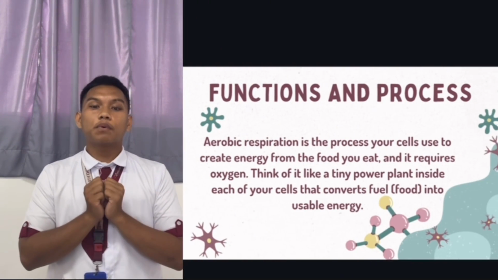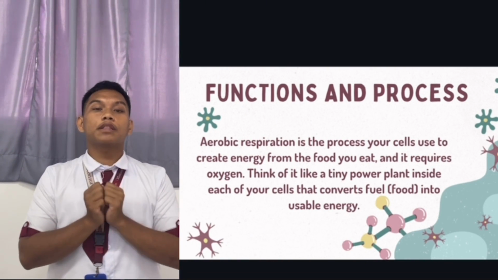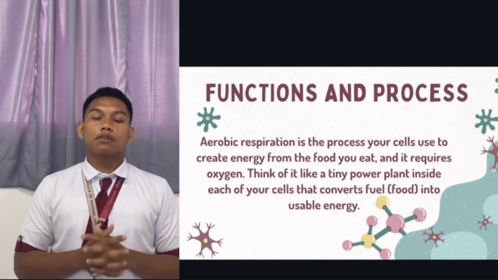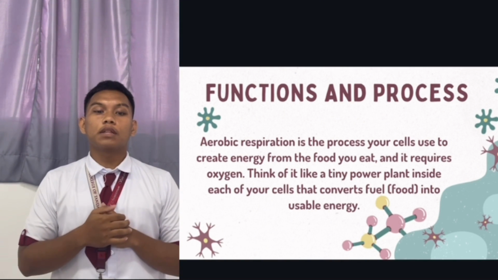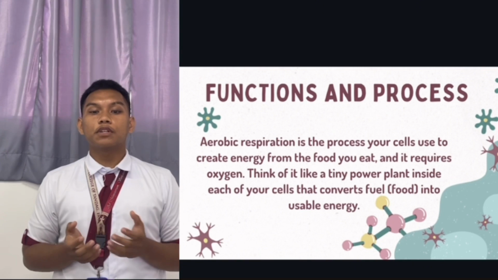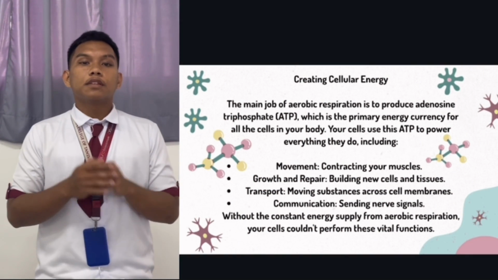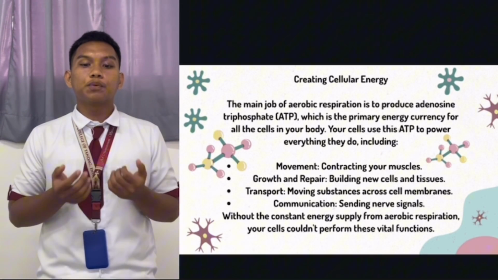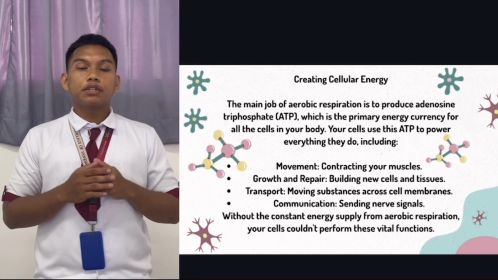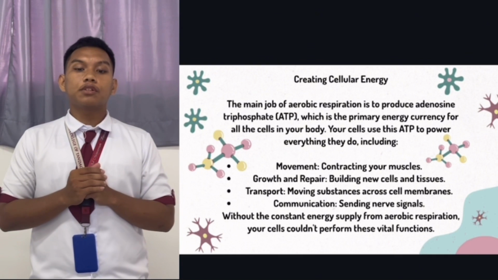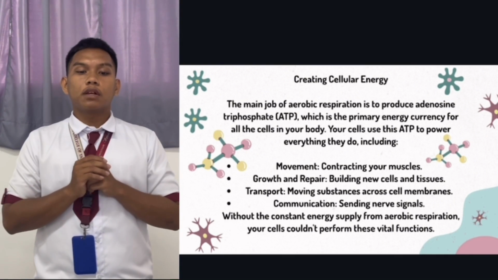Aerobic respiration is the process your cells use to create energy from the food you eat, and it requires oxygen. This is like a tiny power plant inside each of our cells that converts fuel, or food, into usable energy. Creating cellular energy: the main job of aerobic respiration is to produce adenosine triphosphate, which is ATP, the primary energy currency of the cells in your body.